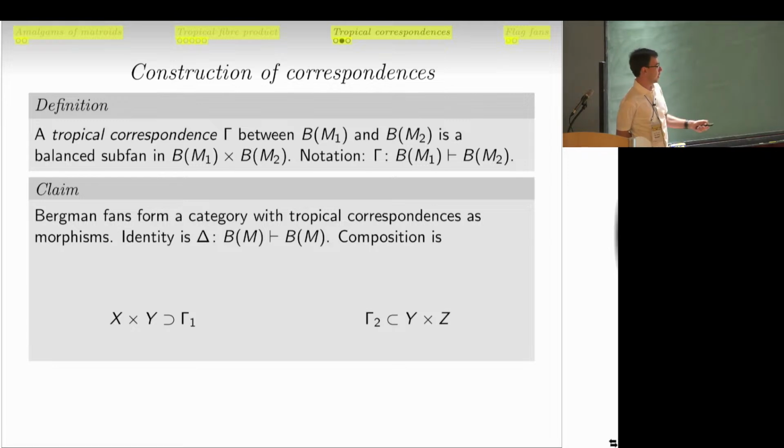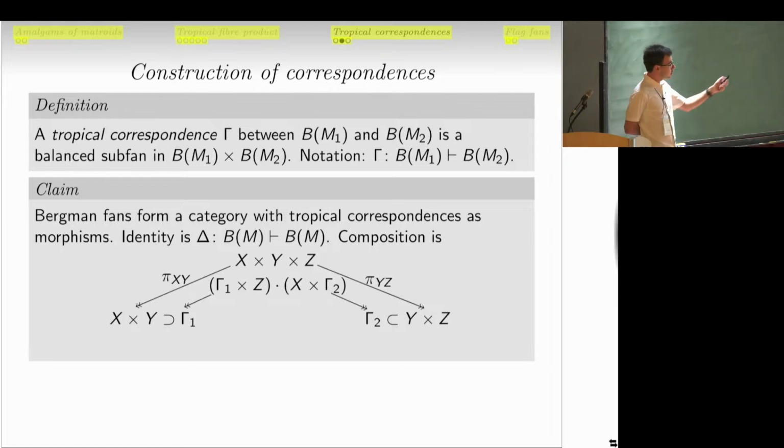So if we have two subcycles, what should be considered the composition of these guys? Well, we need to lift them to the product of all three objects. Then we need to take the intersection of the pre-images, where the intersection is just what Graham told us yesterday. It's the tropical intersection, the intersection in the Chow rings of the permutohedral variety.